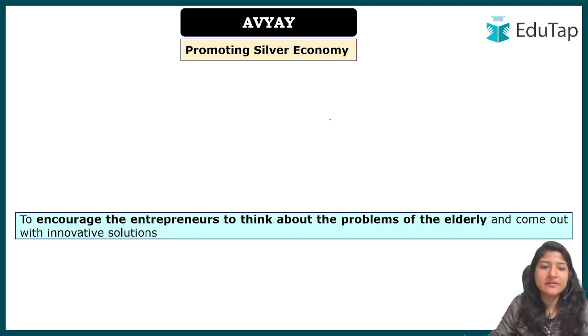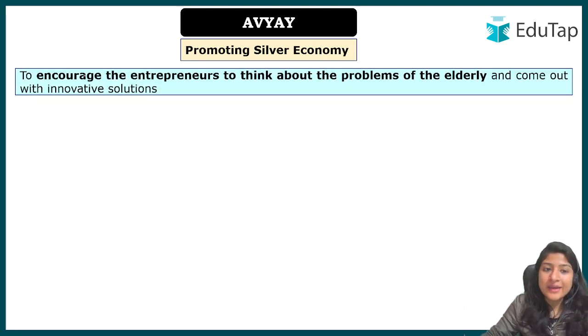Next is promoting the silver economy. So basically here the aim is to encourage entrepreneurs, because entrepreneurs come up with new ideas and innovation that will help the society, right?